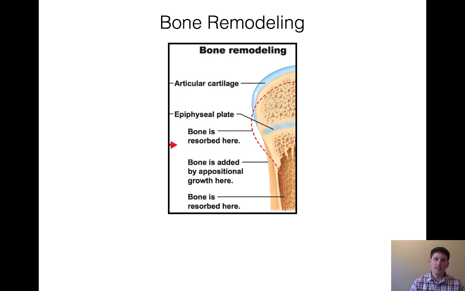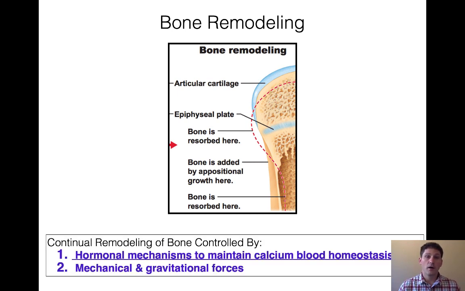Now what we see is bone remodeling, and bone remodeling is controlled in two ways. One is hormonal mechanisms, and two is mechanical and gravitational forces. So we can see here that we've got our epiphyseal plate, and you can see that we have resorbed bone along this red line, and so we've changed the shape, or remodeled the shape, of our bone. So what does that look like?